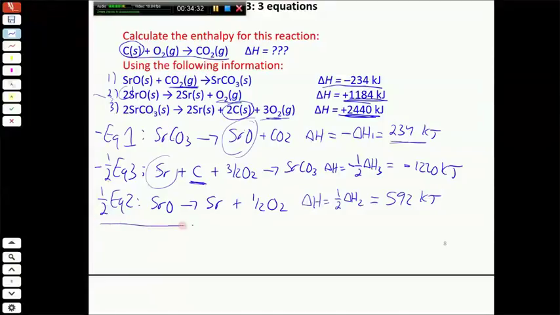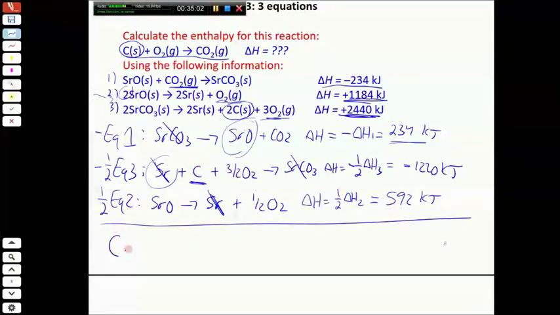Alright, so then when we add together these 3 modified equations, we had to take the inverse of the first equation, we had to take the inverse of the third equation and multiply it by 1/2, and we had to multiply the second equation by 1/2. All of those steps are going to then give us our overall chemical equation. So we see that strontium carbonate is a reactant there and a product there, so it cancels out. Strontium is a reactant there and a product there, so it cancels out. Carbon does not cancel with anything, we don't want it to, so we have one carbon as a reactant. The next reactant we have is 3/2 O2.